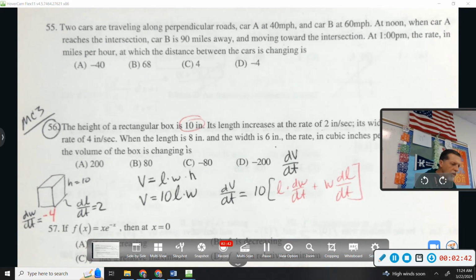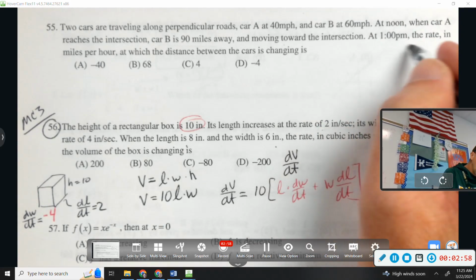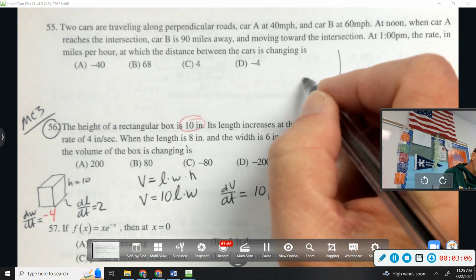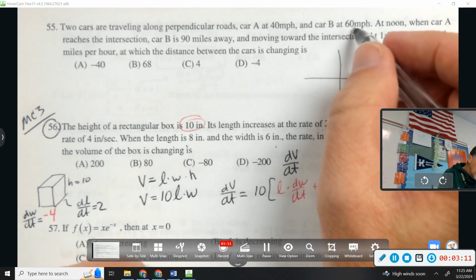Two cars are traveling along perpendicular roads, car A and car B. At noon, when car A reaches the intersection, car B is 90 miles away and moving toward the intersection. At 1 p.m., find the rate in miles per hour at which the distance between the cars is changing. Ugh, goodness. Car A is traveling at 40, B is at 60.